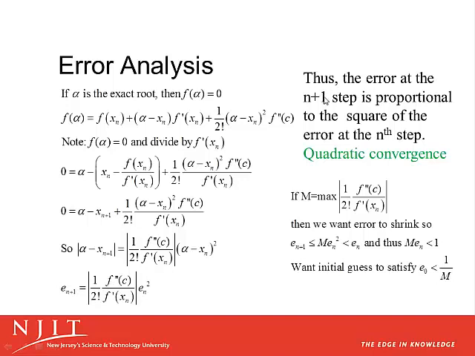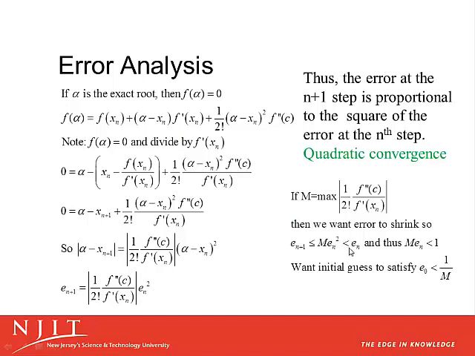So we have the error at the n plus first step is proportional to the square of the error at the nth step. That's called quadratic convergence. The new error is something times the square of the old error. So if we call capital M the maximum value of this messy expression in the region between alpha and x_n, then what we want to have happen is that the new error should be smaller than the old error. So plugging that in, we get that the new error is less than or equal to M times the error at the nth step squared.